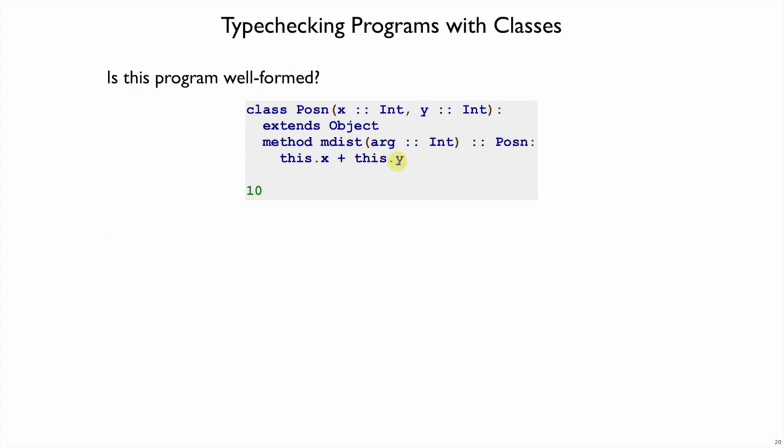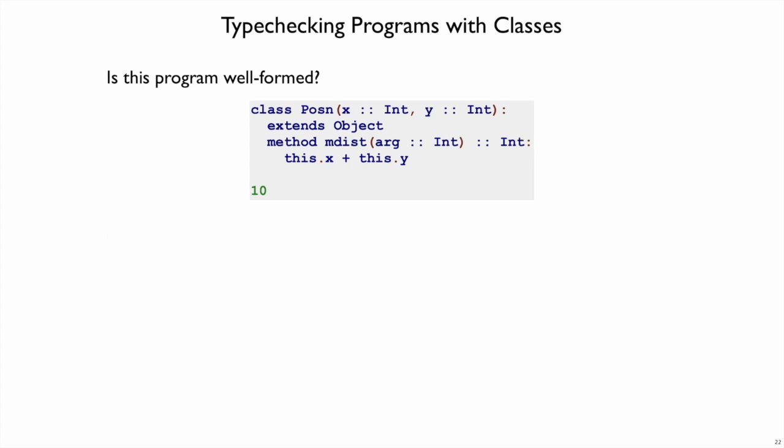What if we say this.y? That's all good. And so now I have this.x. x exists as an integer. y exists as an integer. We can add them and get an integer. But the result type now is declared as Posn. That's not consistent, so this should fail. The type checker should complain that the body does not match the declared result type for the mdist method. How about now? I've changed the declared result type to be integer. All the other parts are the same. So yes, that one should pass the type checker.